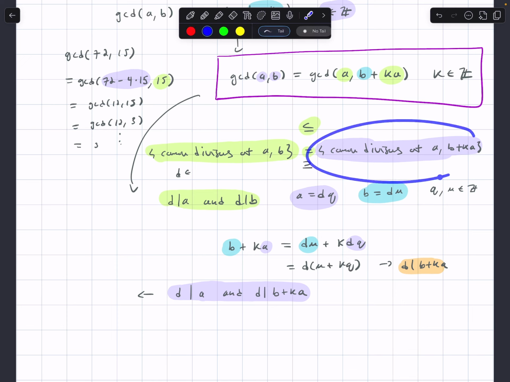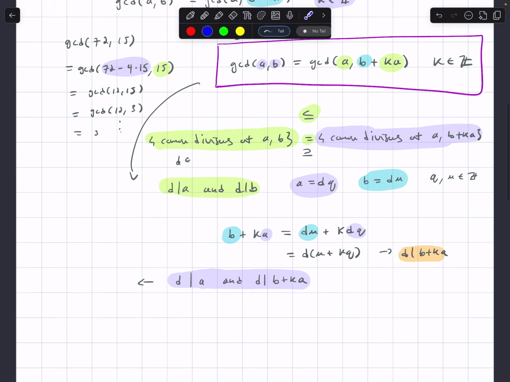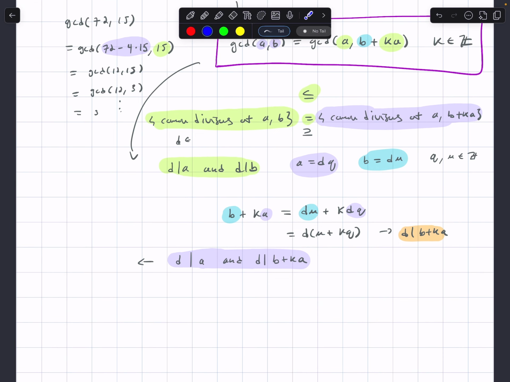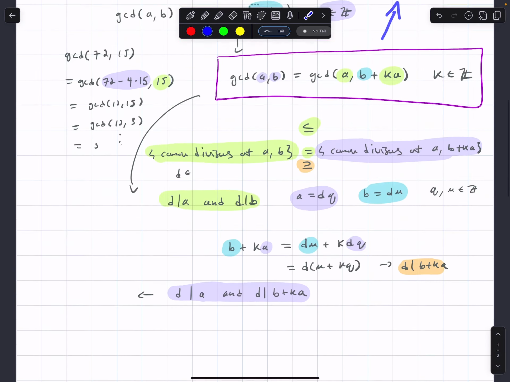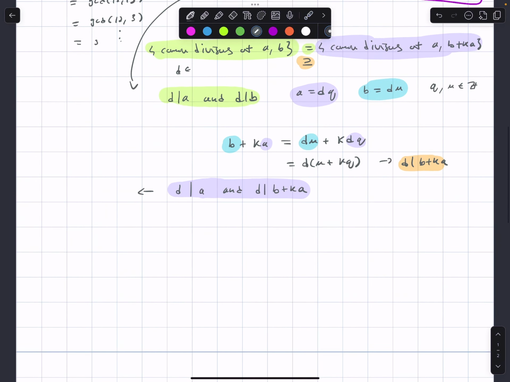That will show that the common divisors of a and b plus k times a are the same as the common divisors of a and b, and therefore that the GCD, the greatest element of each of these sets, is the same. And that will prove it. And that will justify what we did here. That will show why this process worked. And then it's going to lead us into why the Euclidean algorithm works, why the extended Euclidean algorithm works.